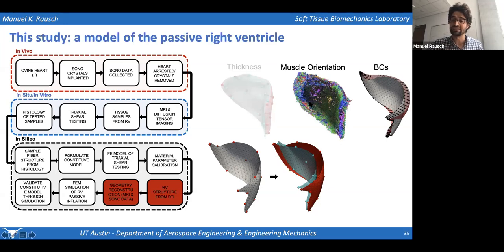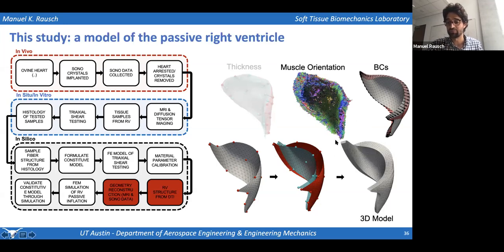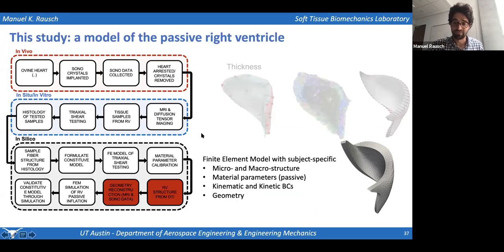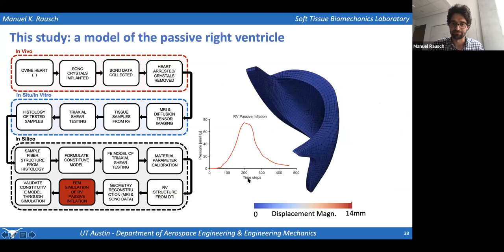And because we collected data in the beating hearts, we also have the kinematic boundary conditions of the surface based on our sheep studies. And with this, we can build a 3D model of the right ventricle of a sheep. Just as a reminder, this finite element model is now subject specific in that it has the micro and macro structure of that subject. The material parameters are informed from that subject. We have the kinematic and kinetic boundary conditions because we also measure pressure. And of course, the geometry is subject specific.